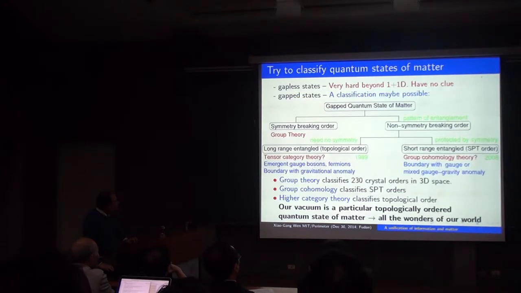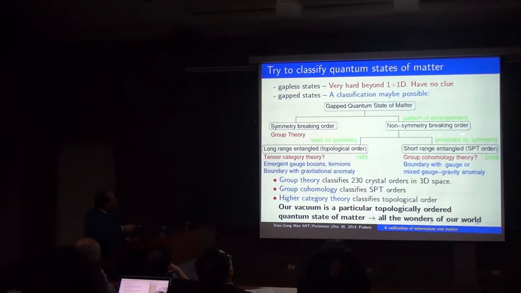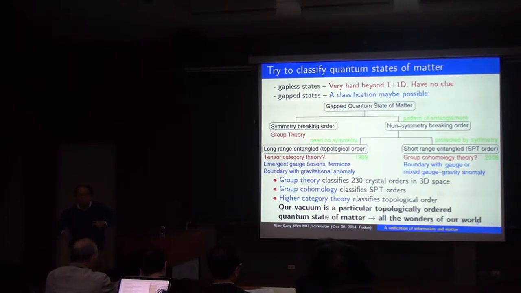And so basically, it summarizes our picture for different quantum matter. We have symmetry breaking, we have non-symmetry breaking, but those come from different entanglement. The group theory can classify different crystals, and the group cohomology classifies SPT states, and maybe category theory can classify topological order. So in this picture, from a condensed matter point of view, our vacuum is just a particular material. And this particular material has some particular long-range entanglement. So that gives us the standard model, electron, photon.